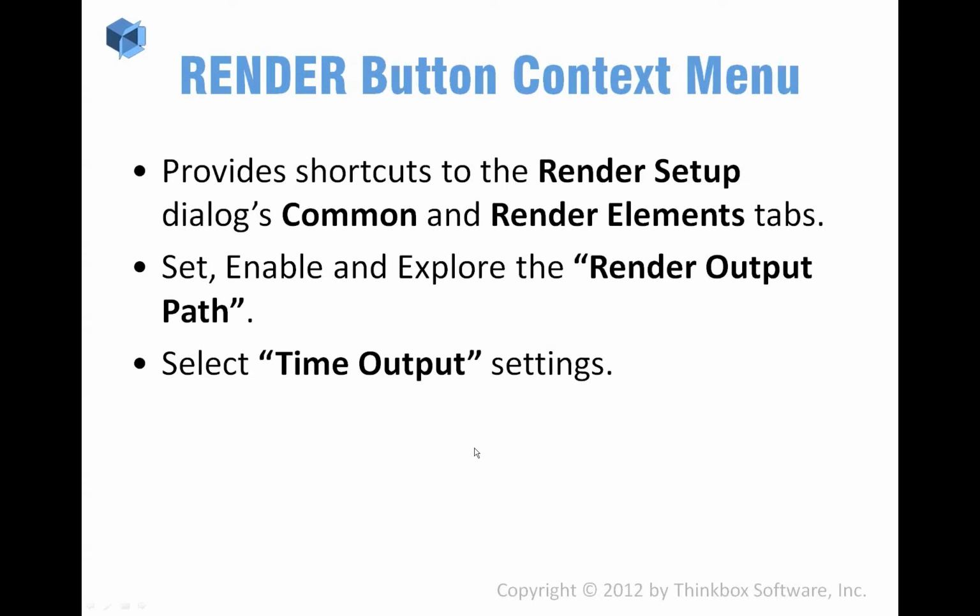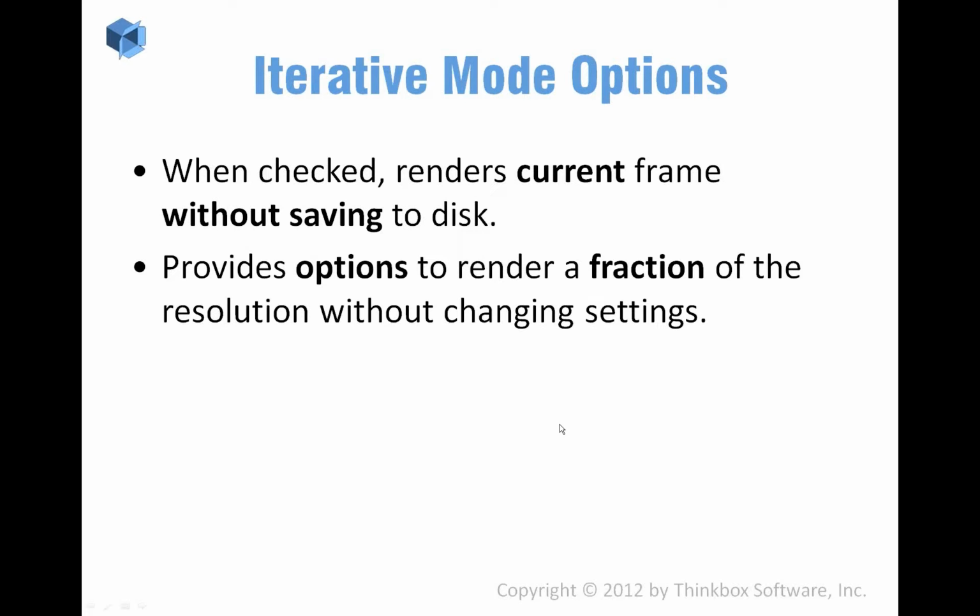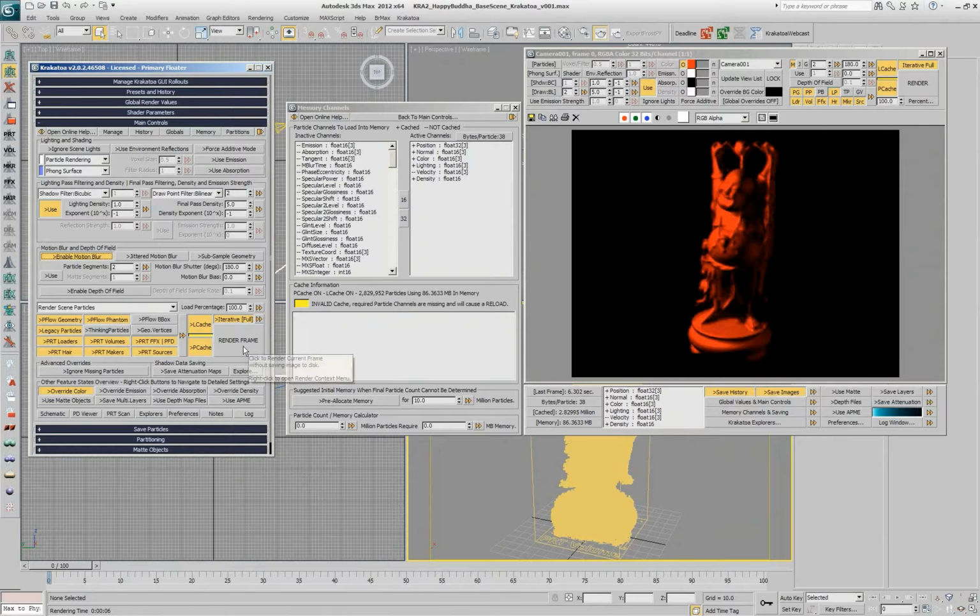Okay, let's keep on moving. We saw the render button and the setting of time and output without leaving the environment of Krakatoa. Just right-click on the render button. Iterative mode, you saw that one too. When we hit it, even though a save path might be specified, an animation might be specified, when it's on, it will render just the current frame. This is something that Max also does, and that's the iterative mode of Max displayed here too.